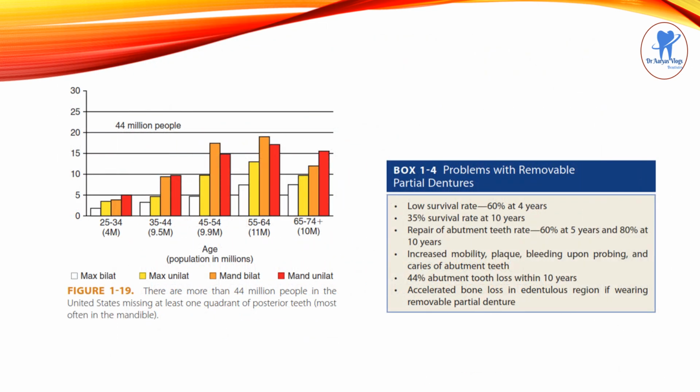There are more than 44 million people in the United States missing at least one quadrant of posterior teeth, most often in the mandible. And there are problems with removable partial dentures: low survival rate, 60% at 4 years and 35% at 10 years; repair of abutment teeth rate 60% at 5 years and 80% at 10 years; increased mobility, plaque, bleeding upon probing and caries of abutment teeth; 44% abutment tooth loss within 10 years; and accelerated bone loss in the edentulous region if wearing an RPD. So these are the problems with the RPD.